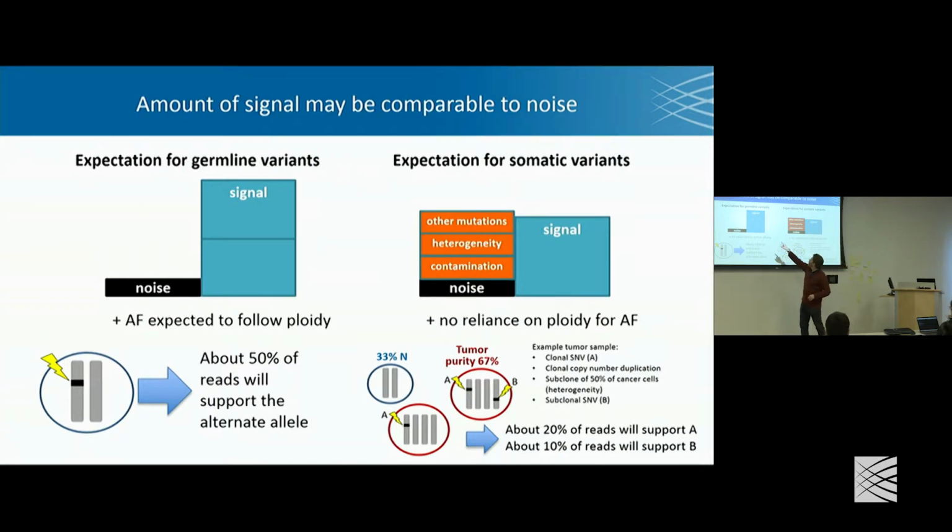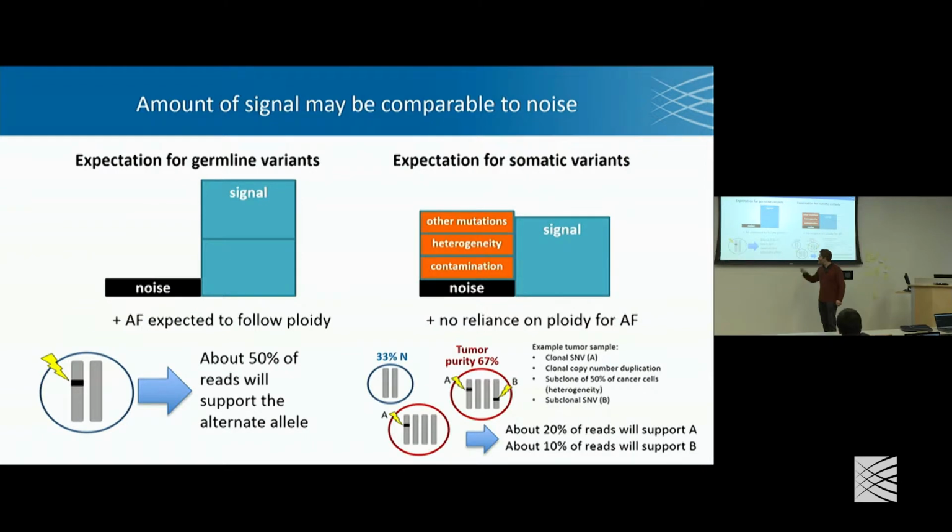When I have a germline variant, let's just take a heterozygous SNP, I would expect about 50% of the reads to support the alternate allele. If there are 100 reads there, you've got 50 of them. You should be able to do that. That's not hard. Whereas when I have a somatic variant, there's heterogeneity, which dilutes the number of reads.